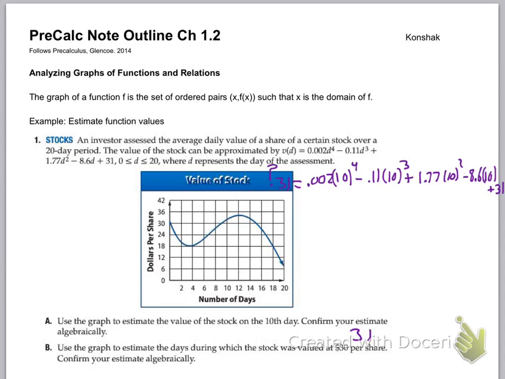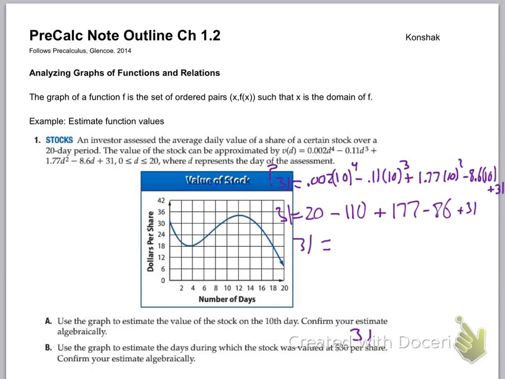Does anybody recognize this particular situation? Because it's not going to happen every time. Look at that first number, 0.002, and then parentheses 10 to the 4th power. Doesn't that thing itself, right here, look like something you've seen before? Some kind of notation-ish? Scientific notation? Scientific notation, guys. When I multiply by powers of 10, I can take the decimal and move it, in this case, to the right 4 times. So I get 20 minus 110 plus 177 minus 86 plus 31. Does that equal 31?